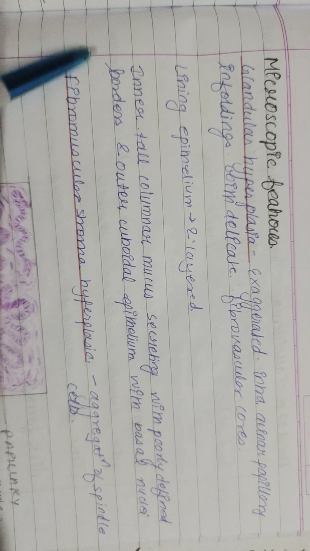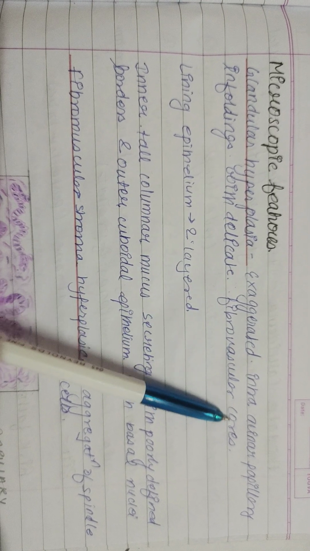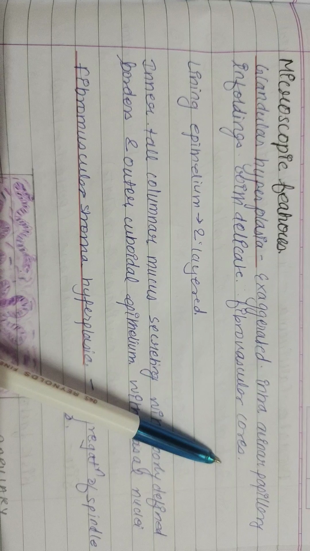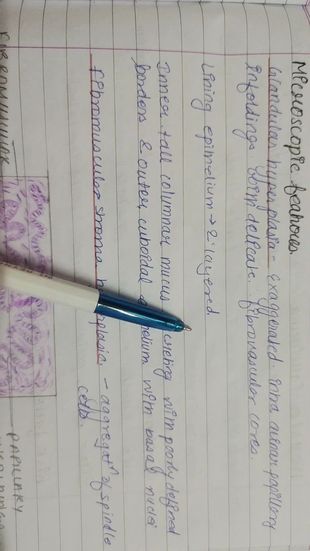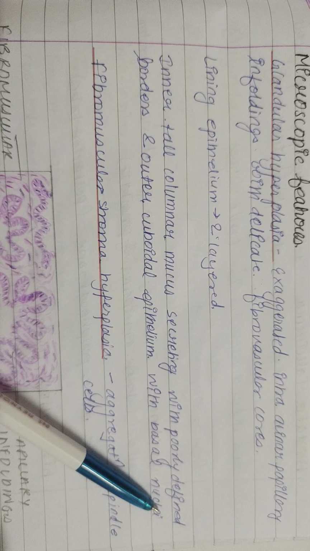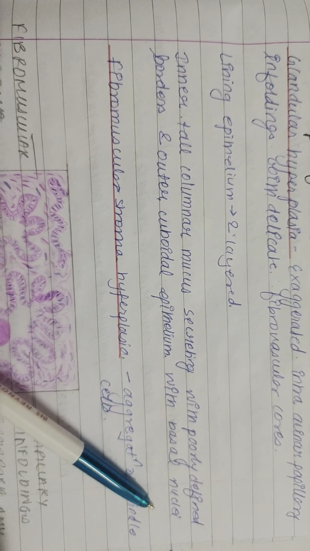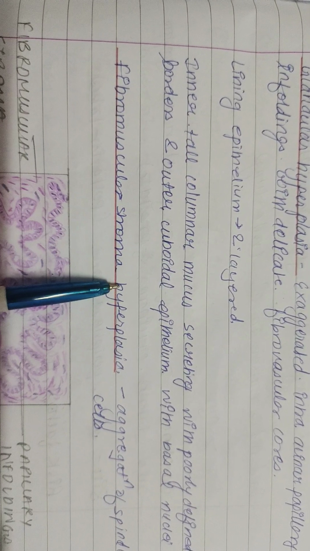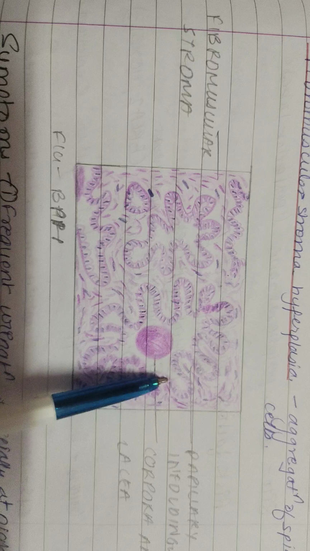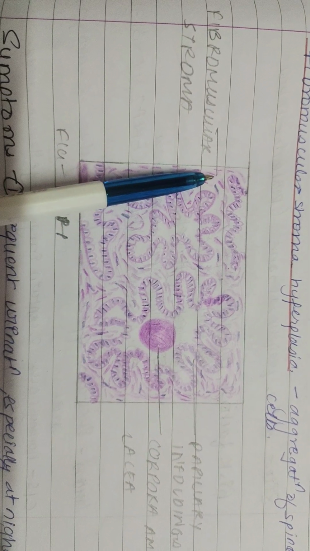The microscopic features are glandular hyperplasia, with exaggerated intra-acinar papillary infoldings with deficient fibrovascular cores. The lining epithelium is 2-layered, with an inner tall columnar mucus secreting layer with poorly defined borders, and an outer cuboidal epithelium with basal nuclei. The fibromuscular stroma shows hyperplasia, with aggregation of spindle cells. In the diagram, we see the papillary infoldings, corpora amylaceae, and the fibromuscular stroma.